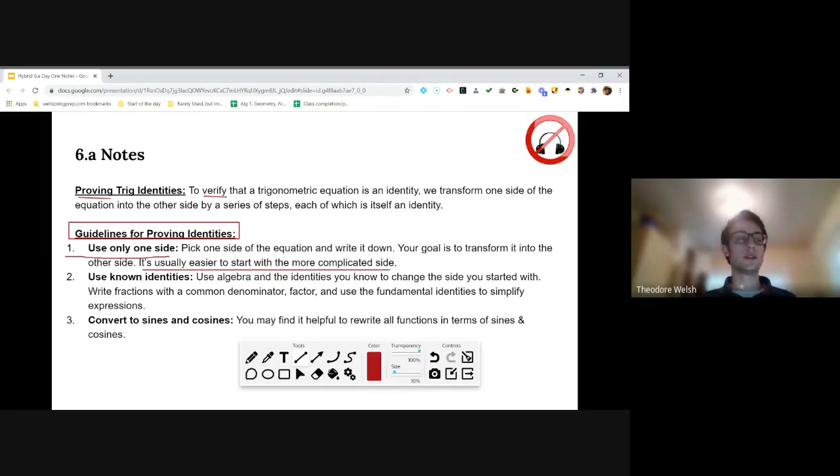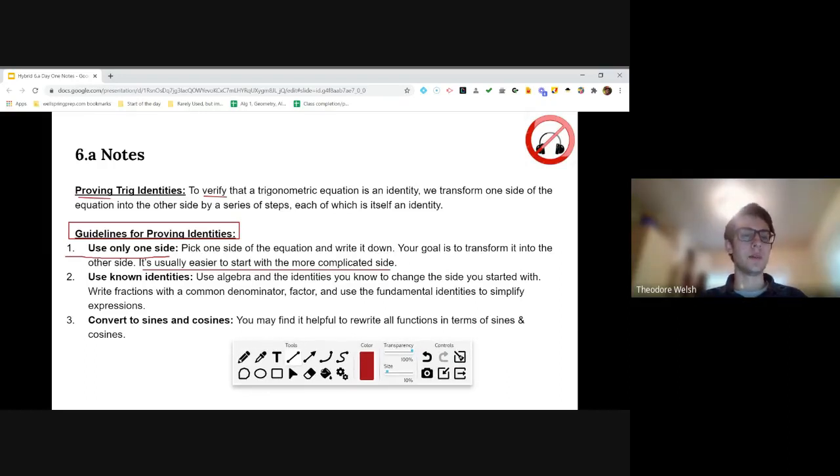But there are ways to work from either side. It doesn't necessarily matter. Some sides may be easier or less steps to work from. But we'll talk through some of that as we do some proofs. Our second guideline is to use known identities. So that's what I'm talking about, as in like reciprocal, quotient, Pythagorean, etc. Because we need to make sure we can explain things.